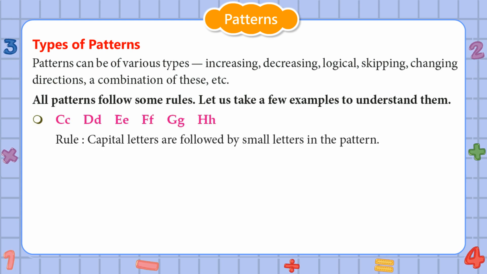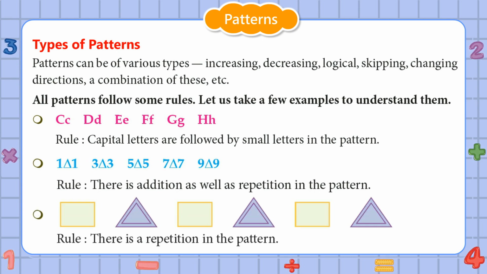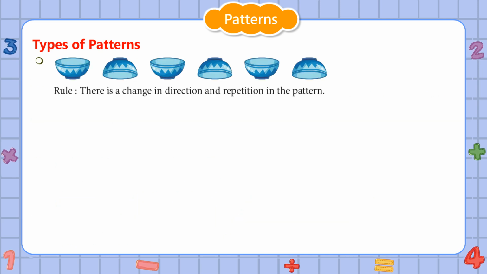Pattern 1. Rule. Capital letters are followed by small letters in the pattern. Pattern 2. Rule. There is addition as well as repetition in the pattern. Pattern 3. Rule. There is a repetition in the pattern. Pattern 4. Rule. There is a change in direction and repetition in the pattern.